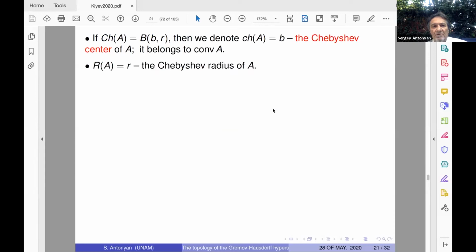Its center is called the Chebyshev center. The radius is called the Chebyshev radius.